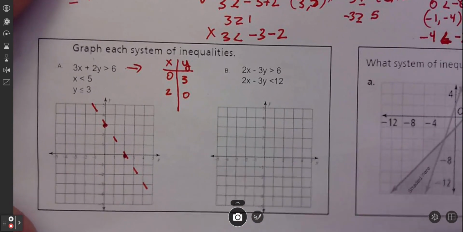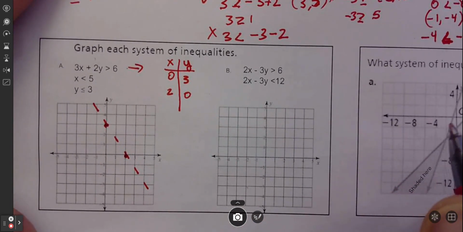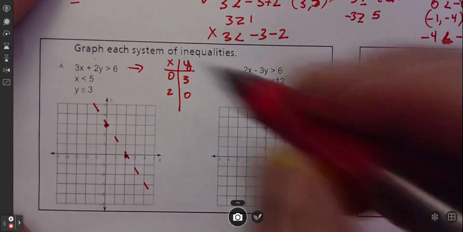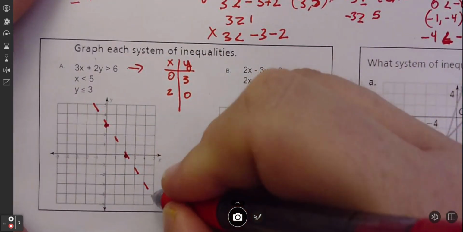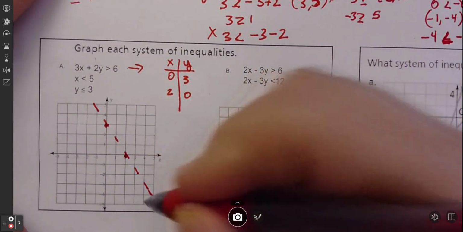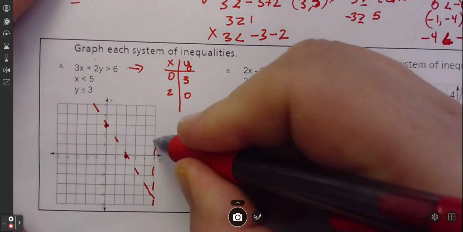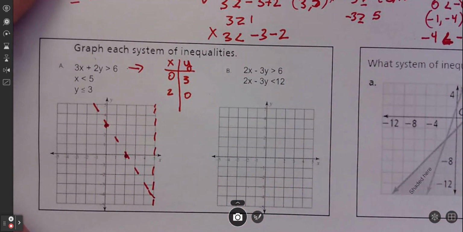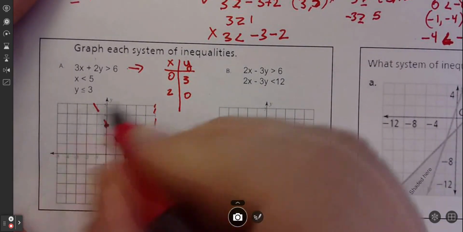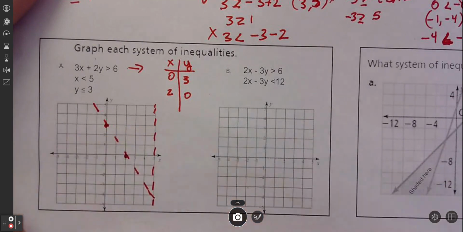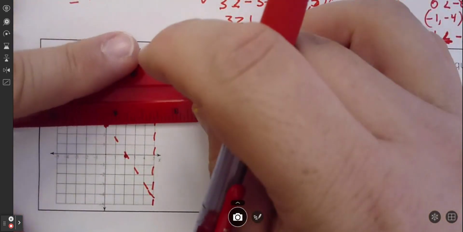Okay. The next one says x is less than 5. So that is an up and down line, dotted, right at x equals 5. And the last one, y is 3, is a solid line through 3.